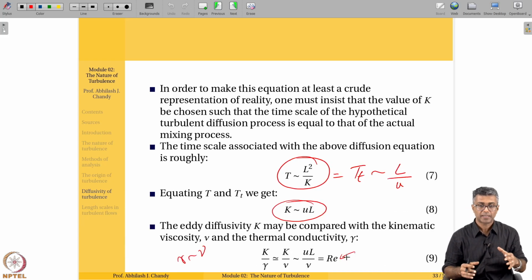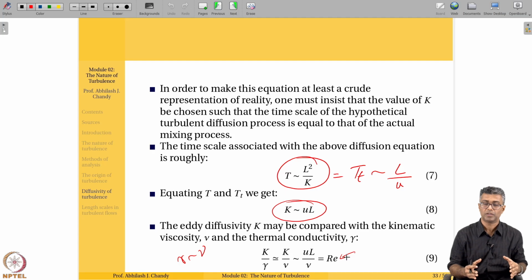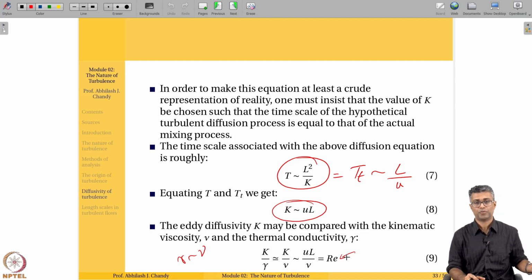We looked at flow in a room, right? Turbulent flow in a room. And we tried to find out the turbulent time scale associated with the flow in a room. And we realized that it is actually much smaller than what would exist if you only had molecular diffusion. 2 minutes versus 100 hours.